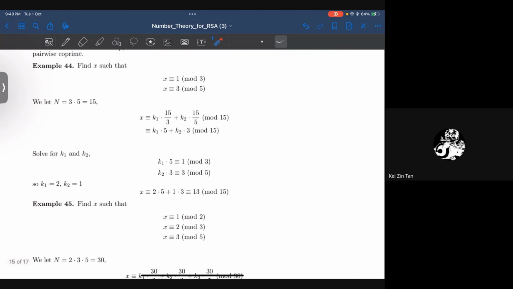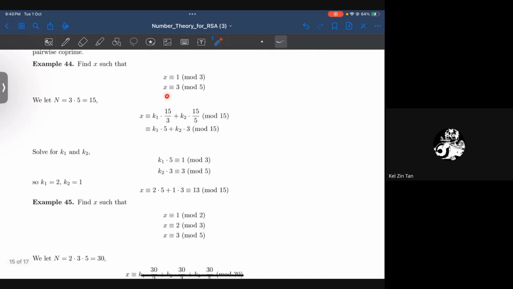And then remember how we did it just now? We divide n by the first term, which is 3, and divide n by the second term, which is 5. This will become 5, and this will become 3. Then we want to find K1 and K2. So what are K1 and K2? We want to solve these equations so that this and this are the same. K1 multiplied by 5 should be equal to 1 mod 3, and K2 multiplied by 3 should be 3 mod 5.